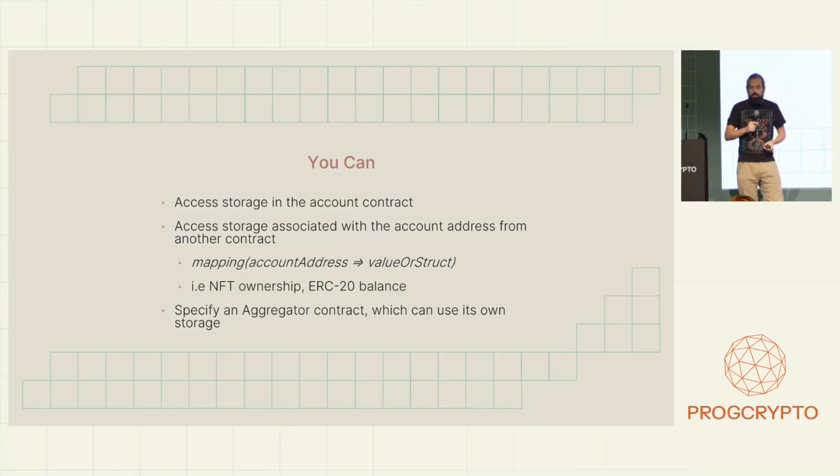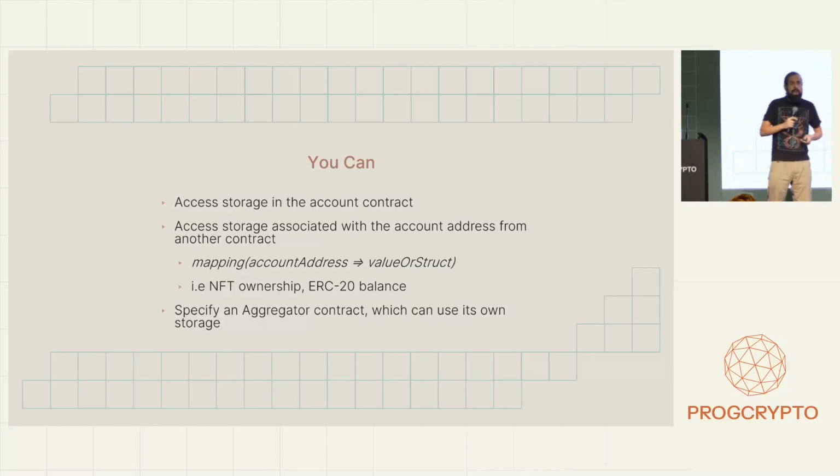In practice, this usually is a mapping of, say, that address to some structure value. And so one of the more common cases where you may want to do this during validation is you may want to do validation based on checking for, say, NFT ownership. Or you could do validation based on a certain ERC-20 token balance. The final thing we can do is we can essentially specify an aggregator contract, which we'll talk about near the end of the presentation, in which you can tell the account contract to use that other contract as its validator rather than the account contract validating itself.